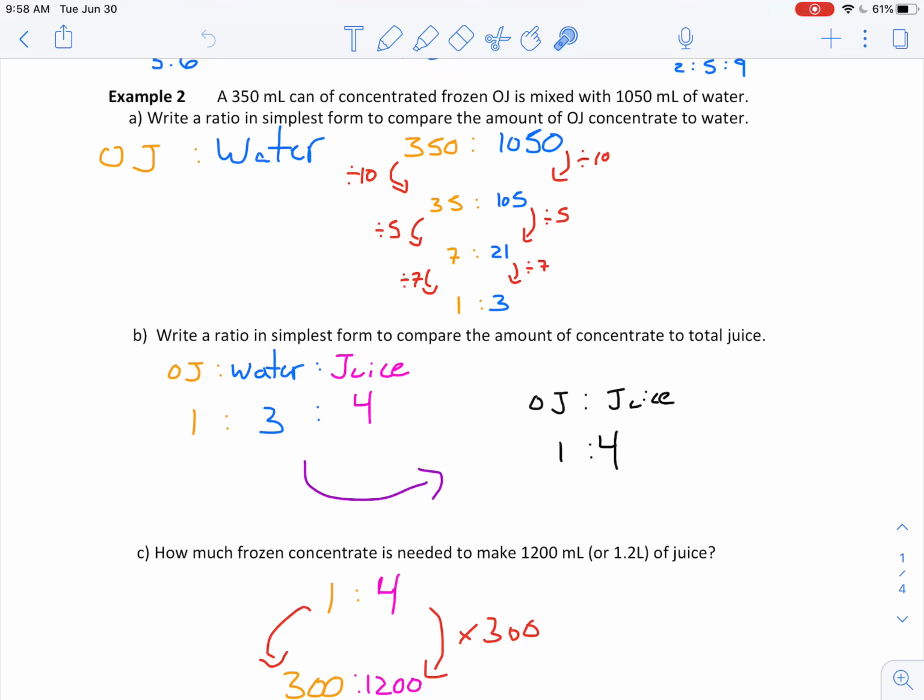Now when we add them together, you have 1 part orange juice, 3 parts water, you actually have a total of 4. So the juice contains 4 parts, right? It has 1 thing of orange juice, 3 things of water, which gives us a total of 4. So the ratio comparing the amount of OJ concentrate to total juice, in this case, would be the OJ would be 1, the juice in its entirety as the whole would be 4.